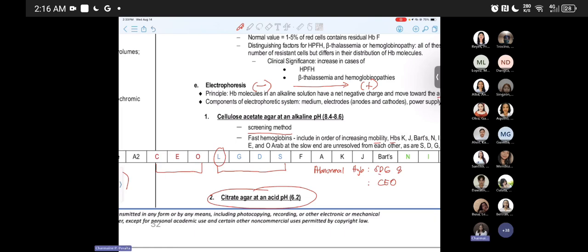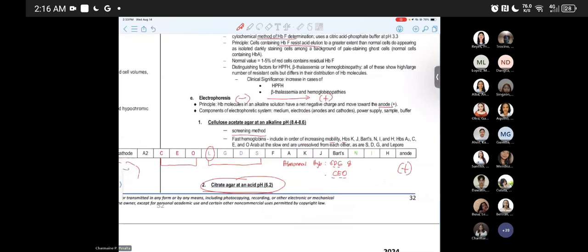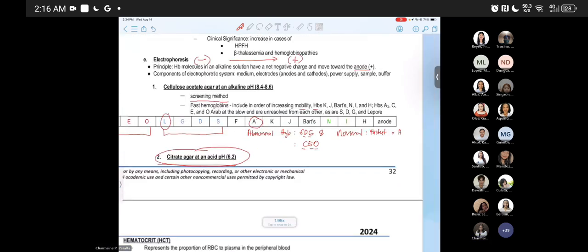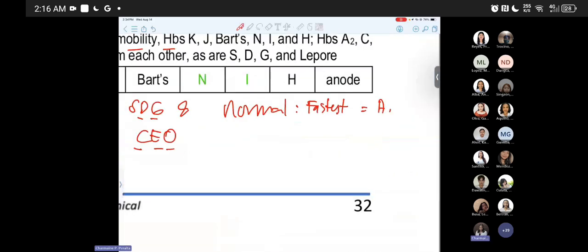To differentiate S from D and G and to differentiate C from E and O, gagamit tayo ng citrate agar at an acid pH of 6.2. Before we proceed sa citrate agar, when it comes to normal hemoglobin, kapag normal hemoglobin, ang fastest is si A1 or A. Ang slowest is si A2. Fastest A or tinatawag na A1, ang slowest is si A2.